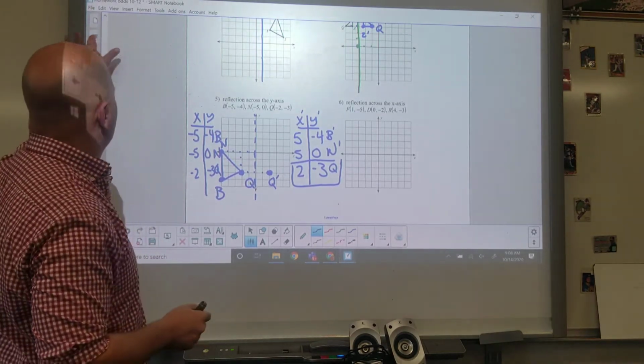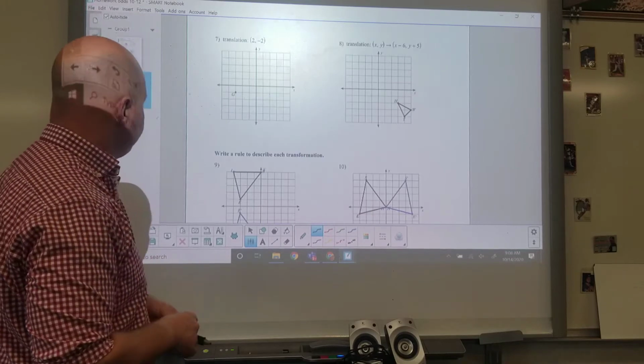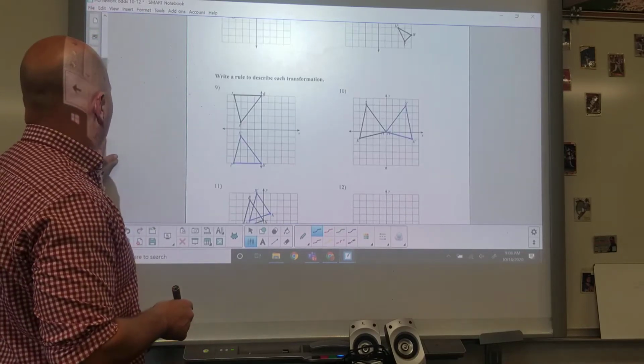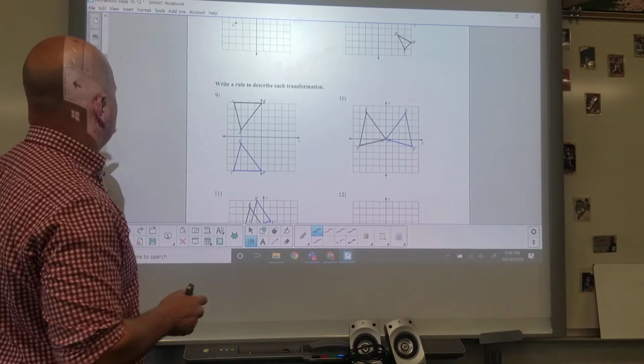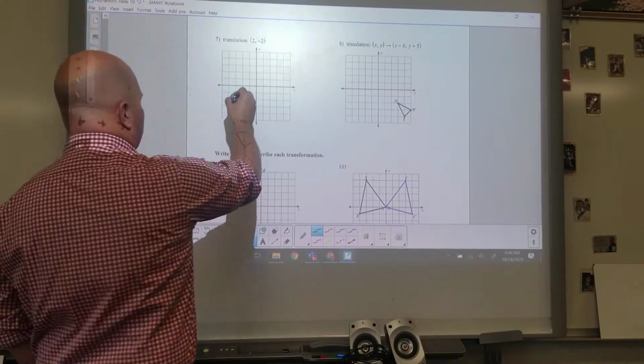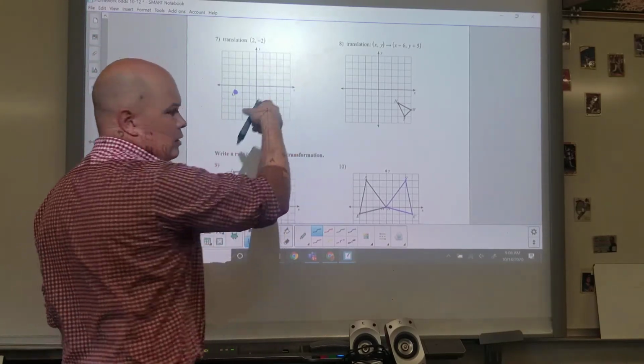Let's take a look at the second page real quick. Do a couple examples from there. For these top two, it's saying that we're taking point G, which is right here, and it wants to translate it to negative 2.